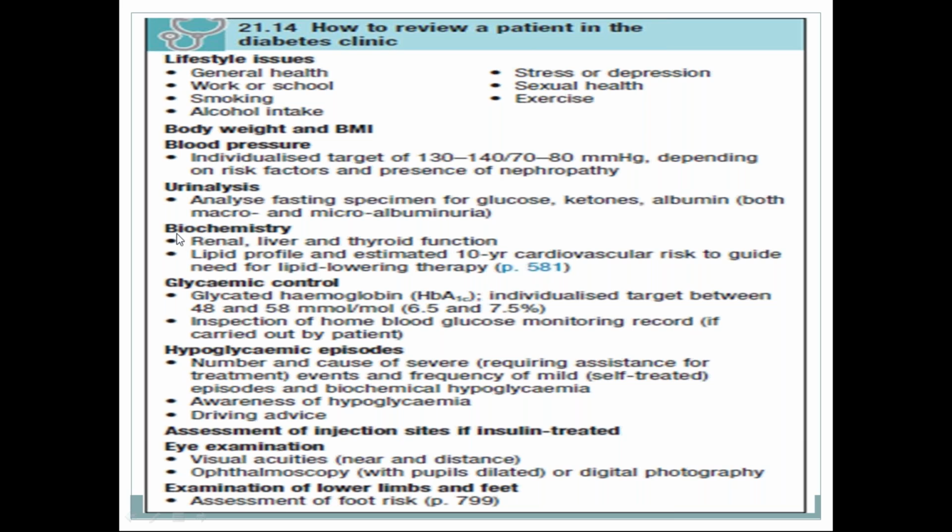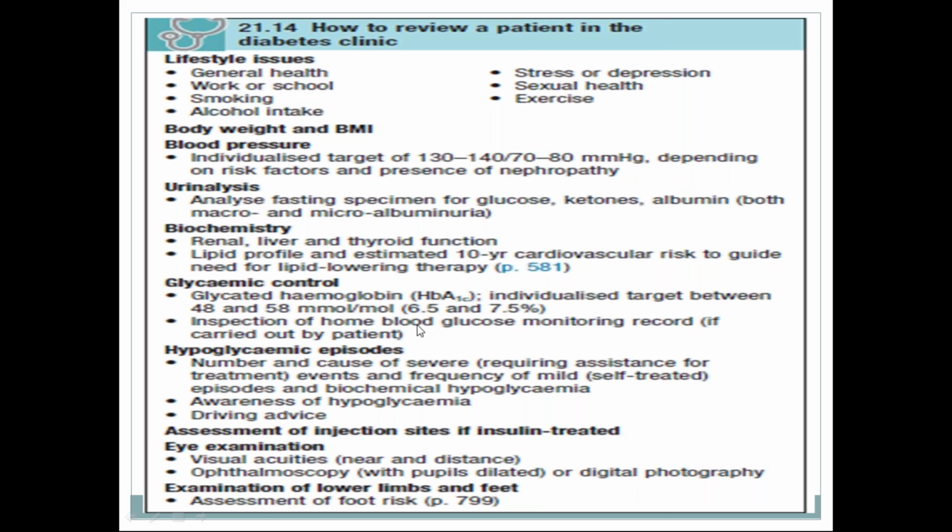Then you should check biochemistry such as renal, liver, and thyroid function, lipid profile, and estimated 10-year cardiovascular risk to guide the need for lipid lowering drugs, that is, statins. For glycemic control, HbA1c gives a value of three months duration, so HbA1c should be checked once in 3 months.